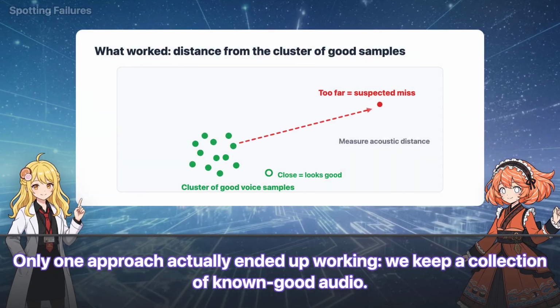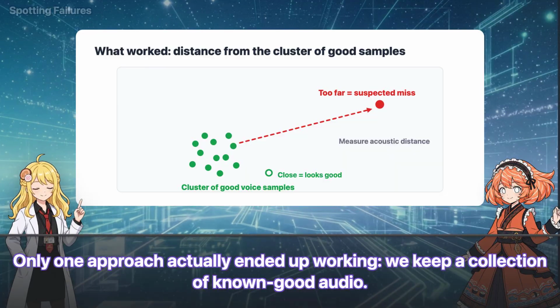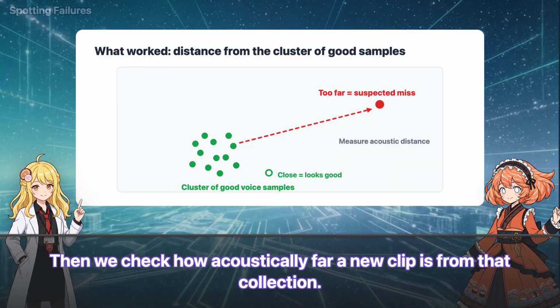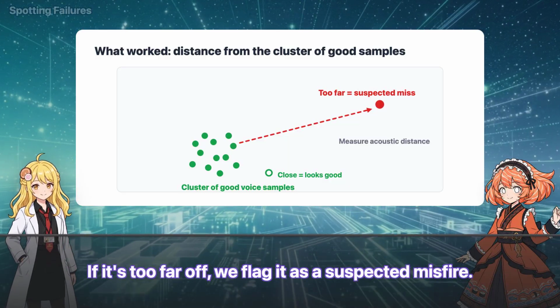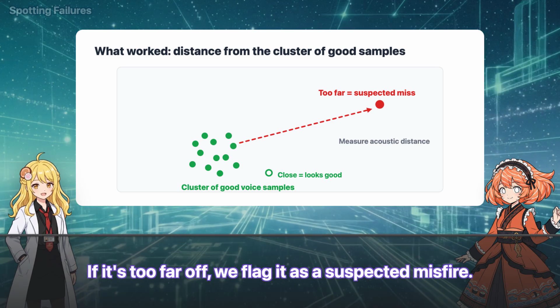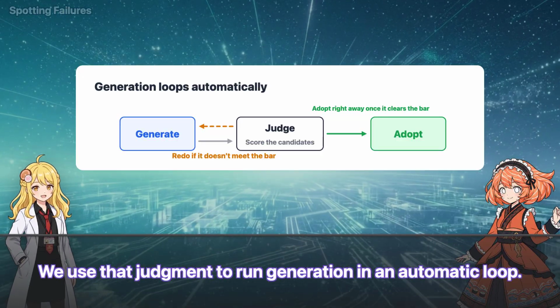Only one approach actually ended up working. We keep a collection of known good audio. Then we check how acoustically far a new clip is from that collection. If it's too far off, we flag it as a suspected misfire. We use that judgment to run generation in an automatic loop.